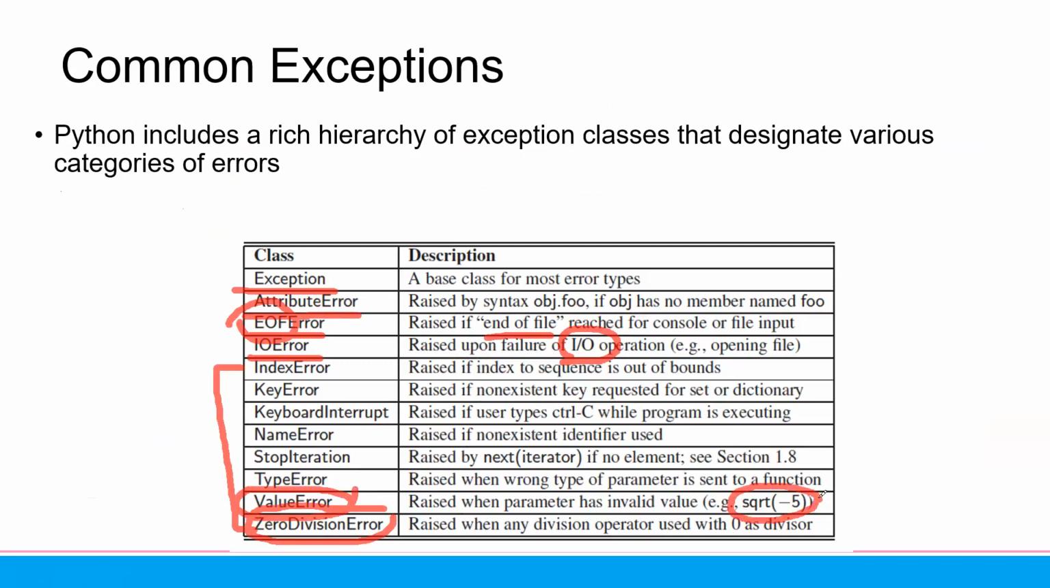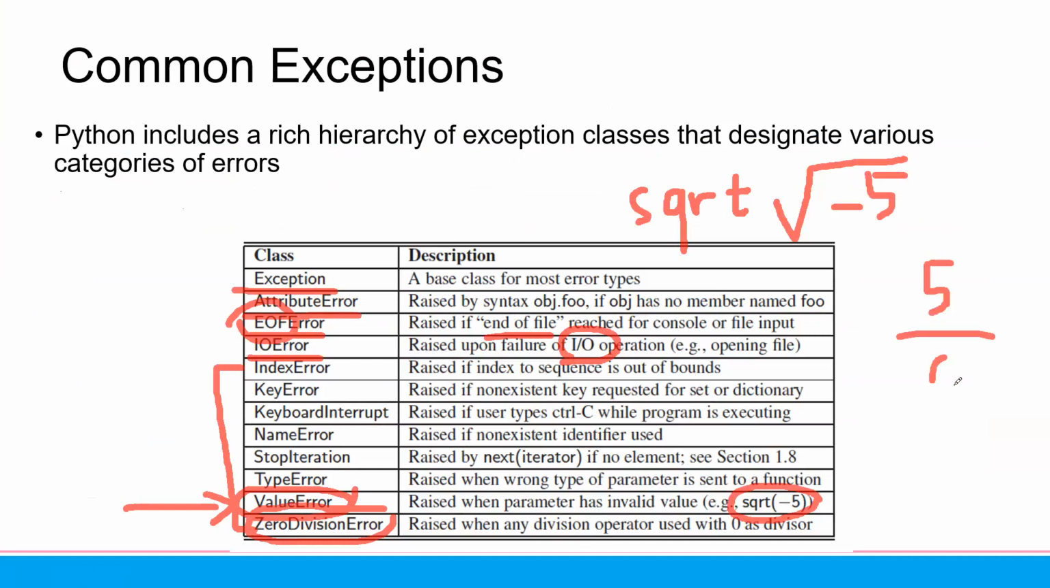When you have the function sqrt(-5), it is a ValueError because sqrt means square root. When you want to calculate the square root, it is impossible with a negative value. So it will be an error. Or ZeroDivisionError. Every number divided by 0 is always an error. Okay.